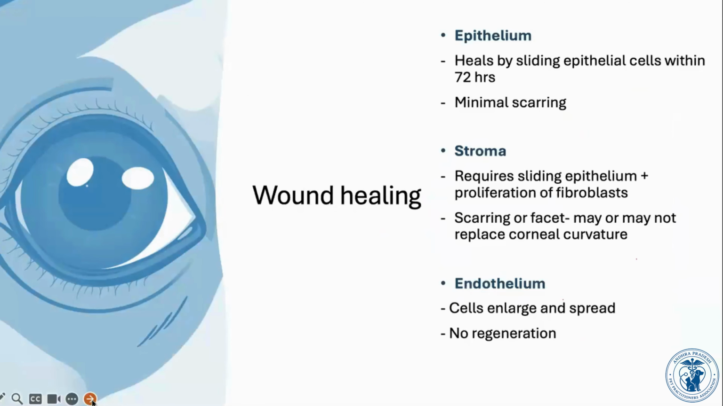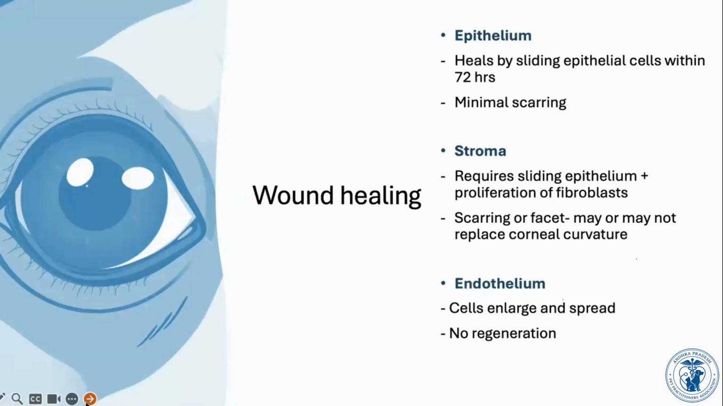Wound healing is very, very important when it comes to the cornea because not all the layers in the cornea heal in the same way. So as far as epithelium is concerned, it heals by normal mitosis. That means the normal epithelial cell will be replaced by the same sort of epithelial cell. And this healing starts by a time of 72 hours. And as we know that the epithelium is replaced by a similar sort of cell, in such kind of ulcers, we will see minimal scarring.